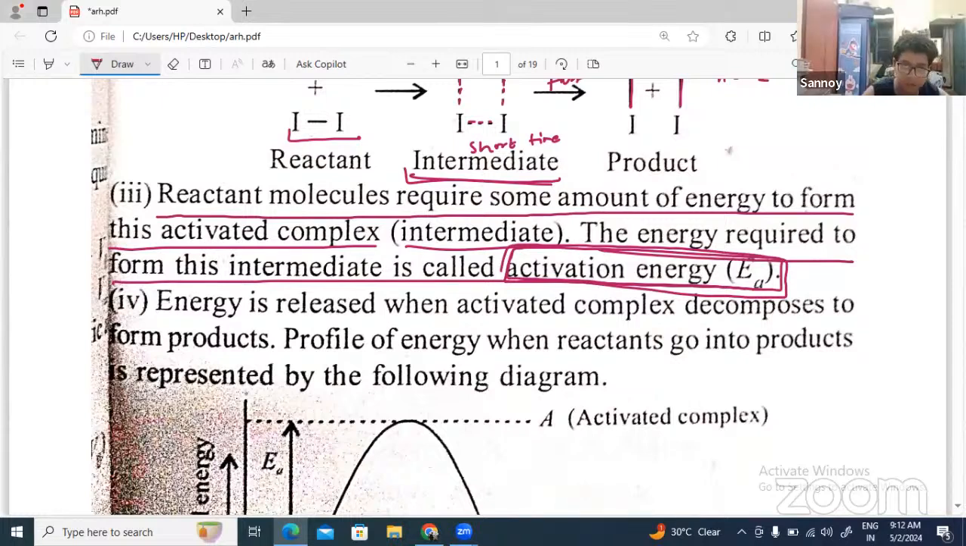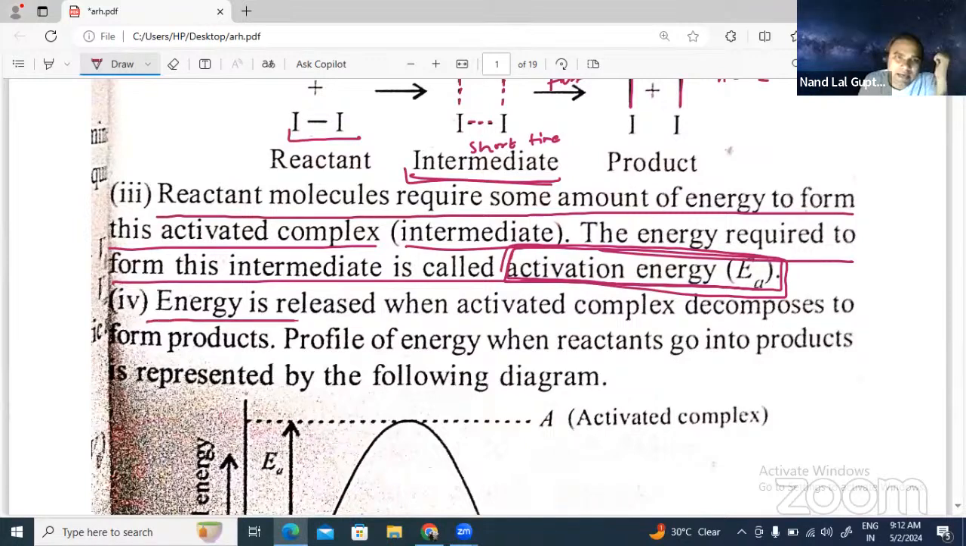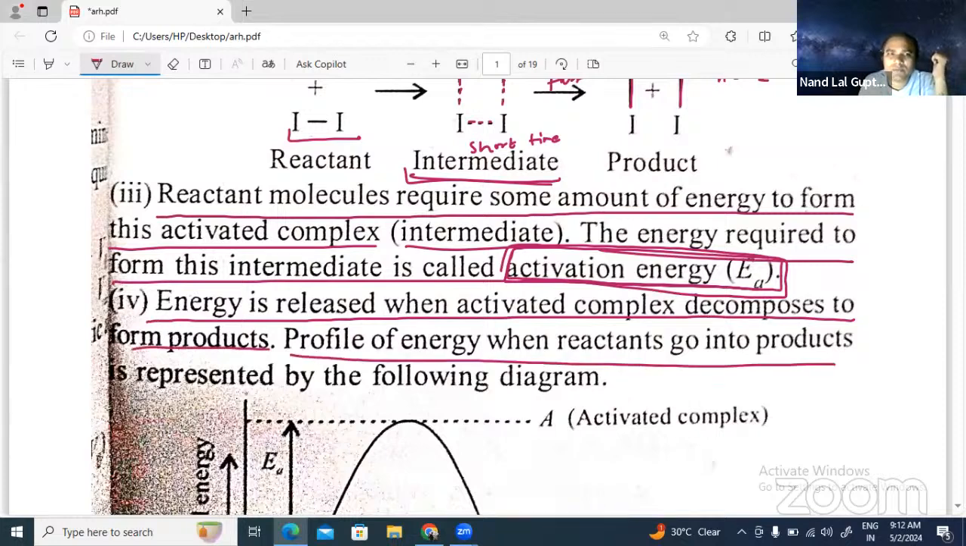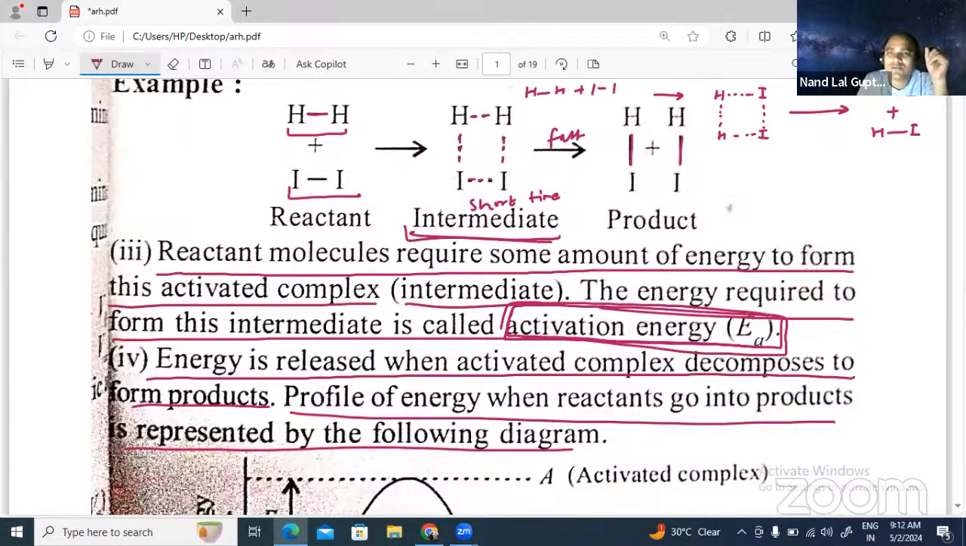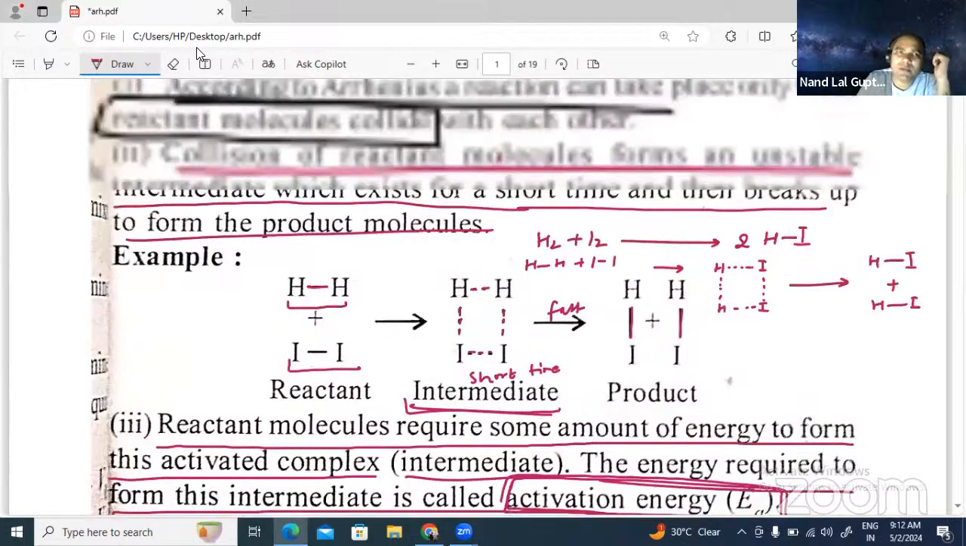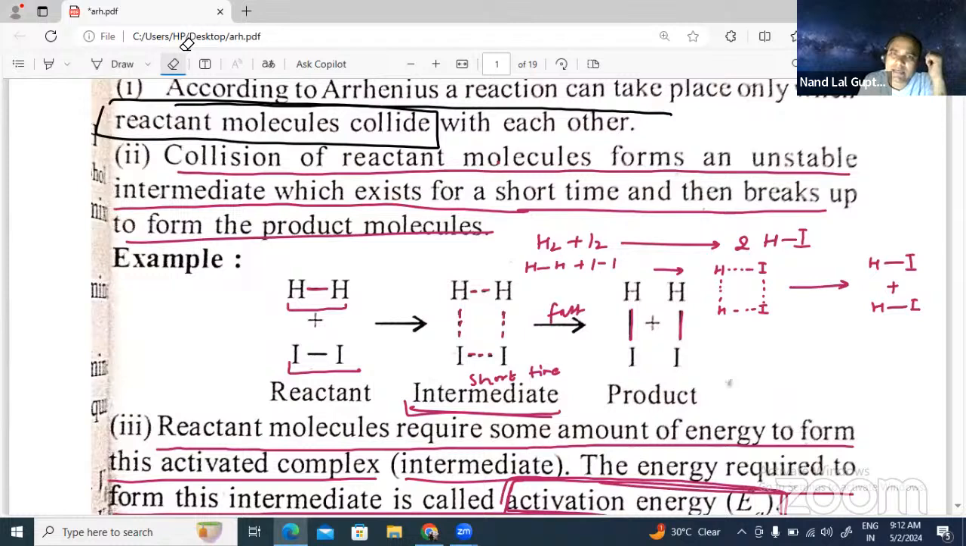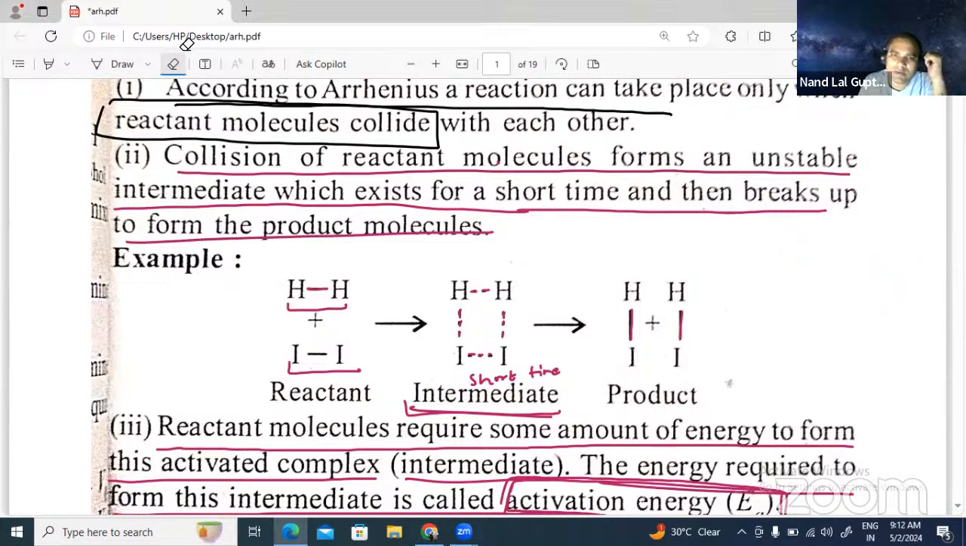Yes, sir. Next point, they are saying energy is released when the activated complex decomposes to form the product. The profile of energy when reactants go into the product is represented by the graph. Now the point is very important here. The last point, they are saying energy should be released when this activated complex intermediate is converting into product. So let me explain to you. You might be able to understand this very easily.